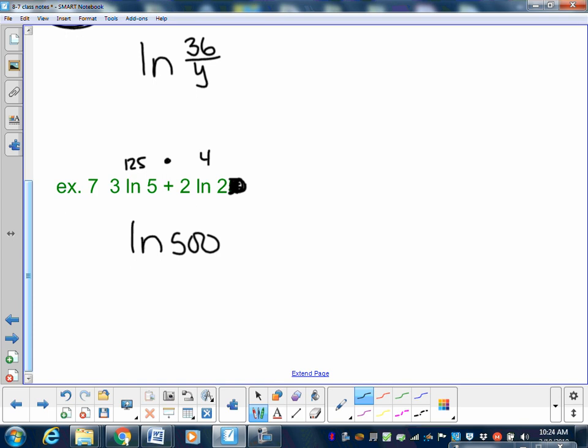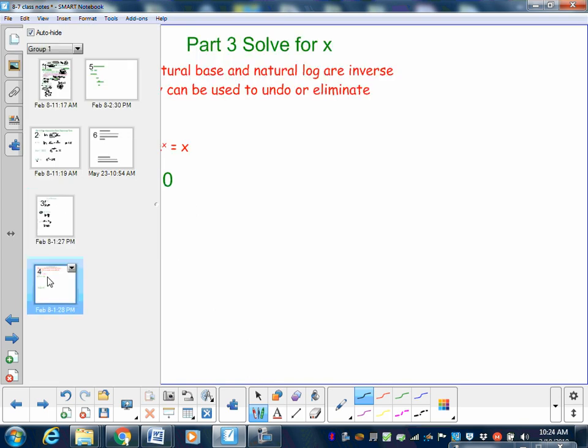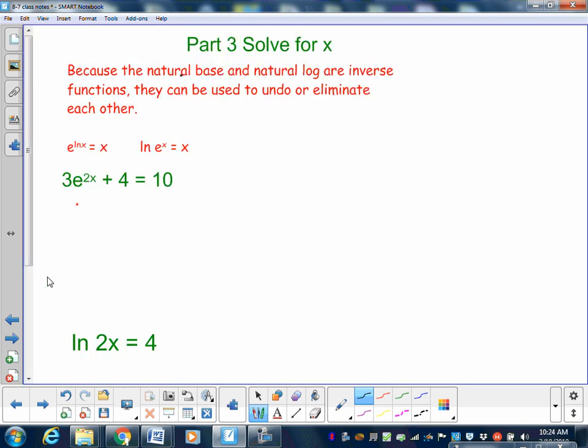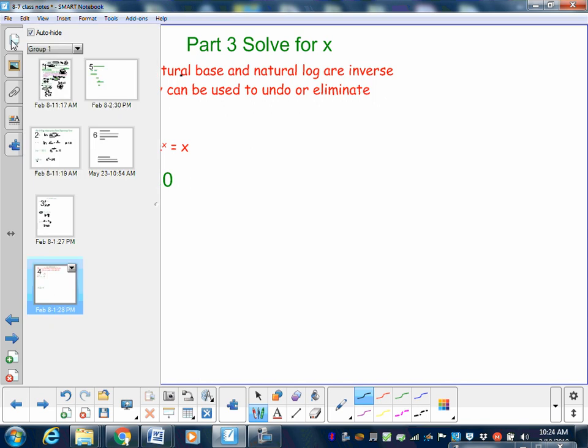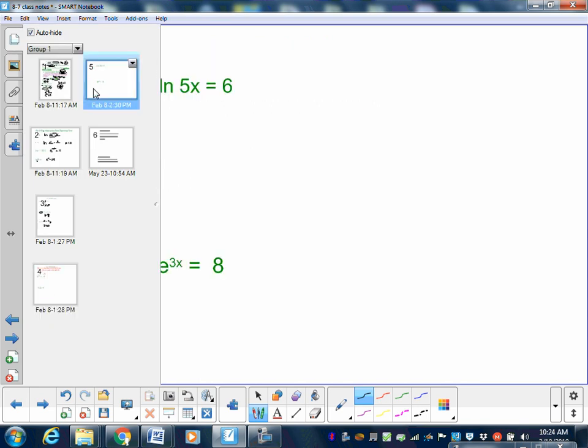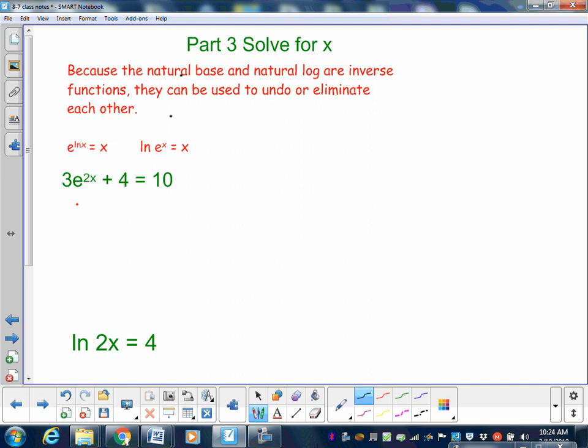Final answer. Shortened it up so we didn't have to use a calculator. Any questions on the second part of the assignment? The third part of the assignment, I think. That's it. I think there's only 3 parts. Now, how to solve for x.